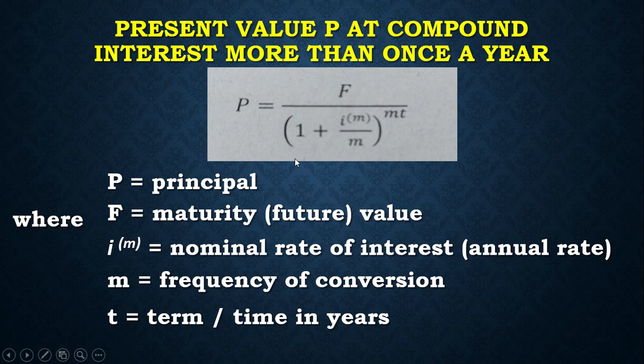So again, our formula in finding the present value P at compound interest more than once a year is P equal to F divided by 1 plus the nominal rate of interest divided by the frequency of conversion, with the exponent the frequency of conversion multiplied by the term or the time in years. This is the formula. Let's proceed.